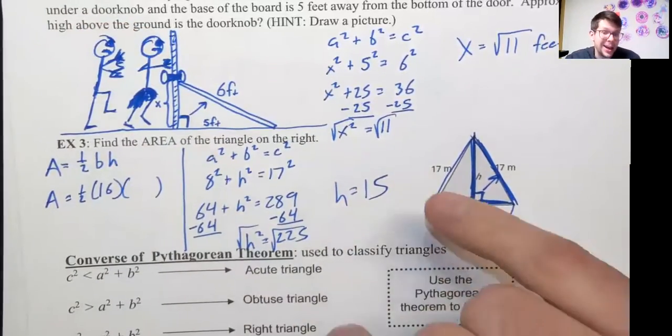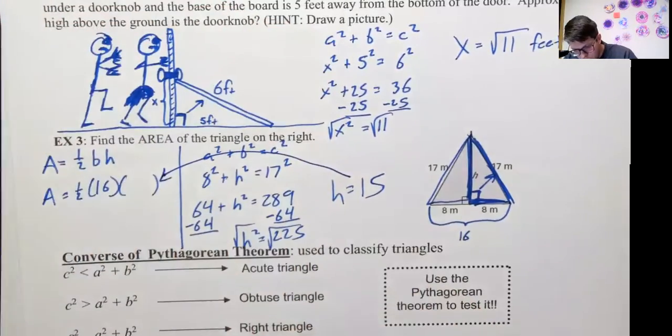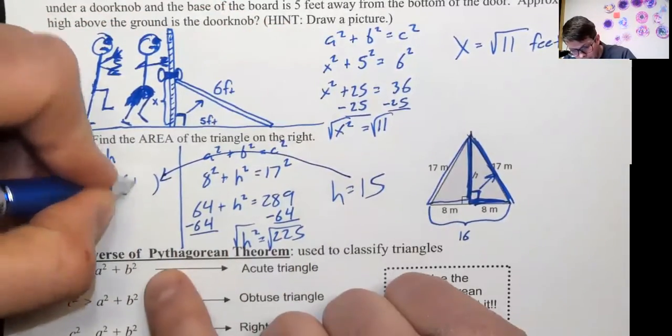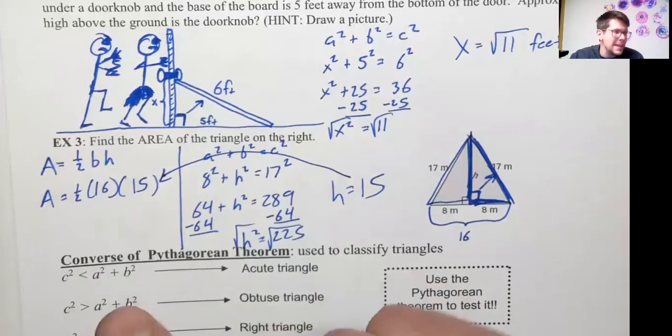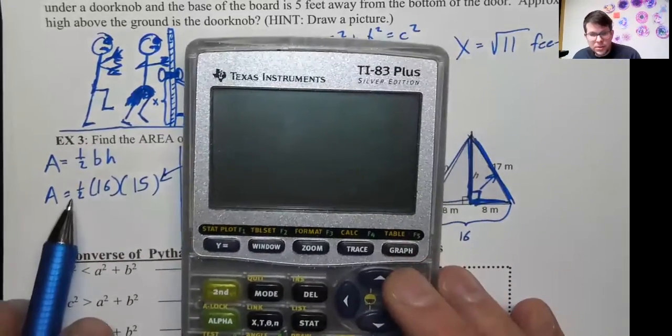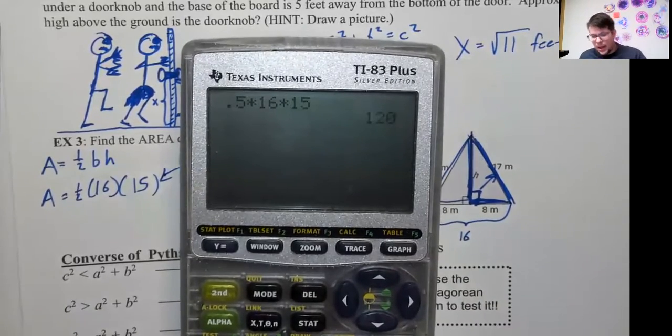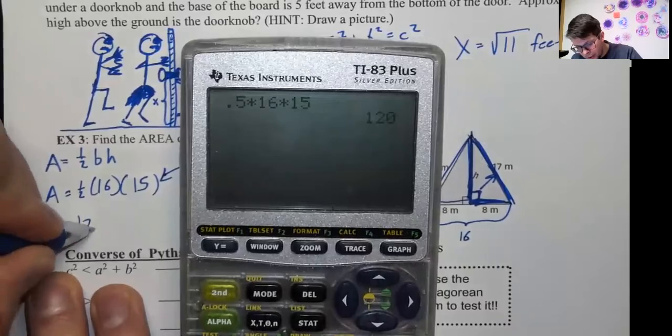Excellent. So now we're not done. That is just the height. So we can take that height and plug it back in to the area problem that we were talking about earlier. So I'm going to put my 15 in there. And now when I type all this into my calculator, I like to type it in as quickly as possible. So instead of using the fraction 1/2, I'm going to use 0.5, and then I'm going to have my 16, and then I'll have my 15, and it'll give me my area, which is going to be 120.